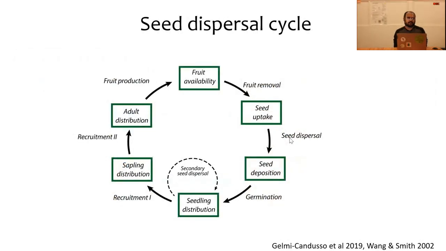Now, seed dispersal is a long-term process. It starts with fruit availability or fruiting in an adult tree, and then an animal comes and takes up the fruits or seeds, and deposits them, and those deposited seeds become seedlings. Those seedlings become saplings, and again it becomes an adult tree, and that's how the cycle ends. Now you can understand it might take from months to years to complete this cycle. So this long process is basically a marriage between animal foraging and plant demography.